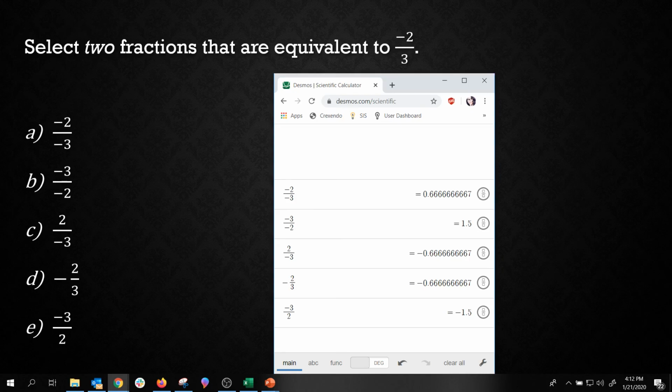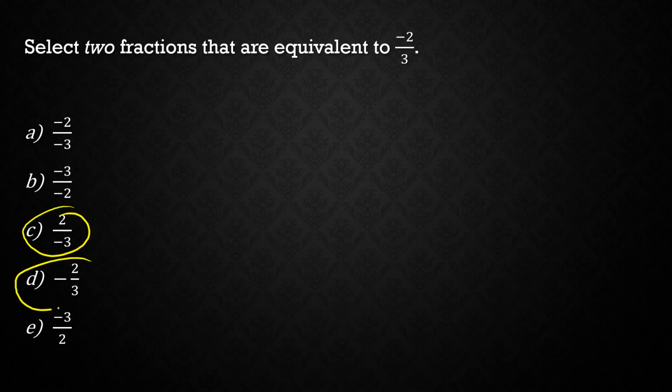Okay, so for this one, what we'd want to pick are these two that are negative here. So that -2/3 and then -2/3. So these two right here.